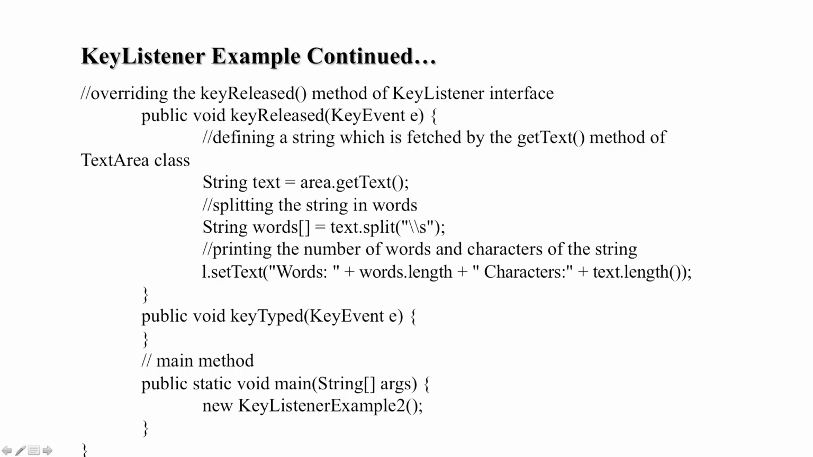This key listener, this text area will take up the text and split it. It does the text splitting, and then it will display the word length, total number of words, and characters. Whatever you enter in the text box, when you generate an event, it will give you the total number of words, word length and characters.